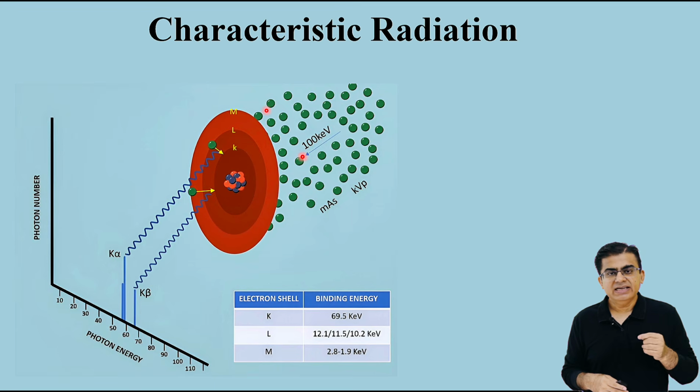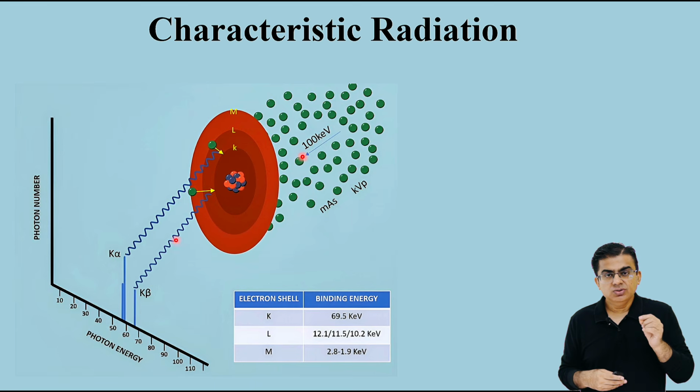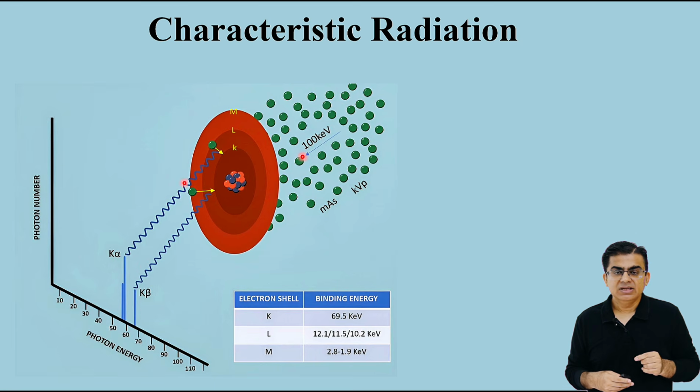Notice that these incoming electrons arrive with an energy of exactly 100 keV. I am reminding you that this energy is completely controlled by your kVp setting. Because 100 kVp is much greater than the K-shell binding energy of 69.5 keV, these electrons can easily knock out the inner electrons. Now look closely at the two different blue wavy lines coming out of the atom. These ones.